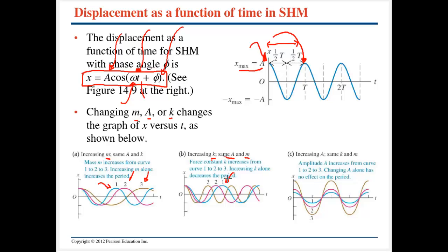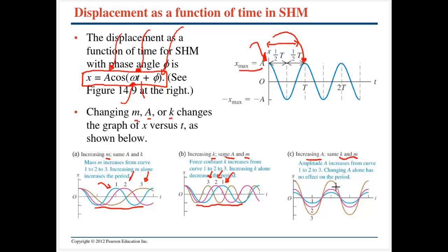So going from 1 to 2 to 3, you can see that it does indeed oscillate the mass back and forth more quickly. One thing to note is for simple harmonic motion, the amplitude is unaffected by these two changes. If we increase the amplitude and have the same values for the mass and the spring constant, it's not going to change the angular frequency at all.